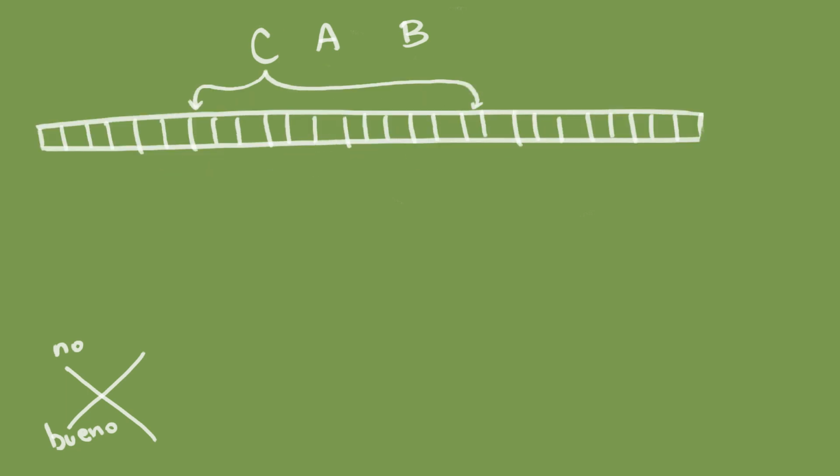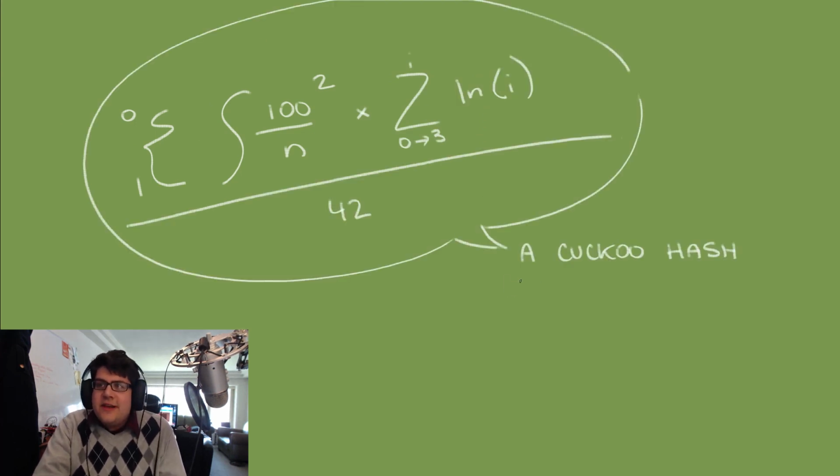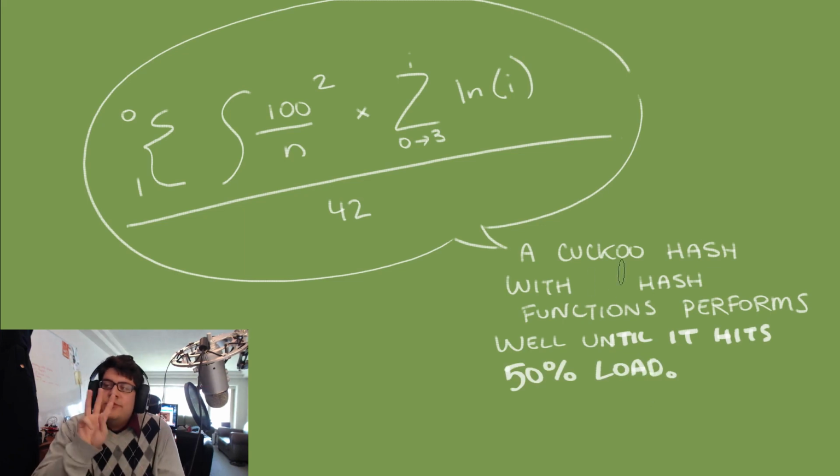With hand-wavy math, it's possible to show that you're not likely to have to rebuild your table until it's at least 50% full. If we use 3 hash functions instead of just 2, that 50% jumps to 91%.